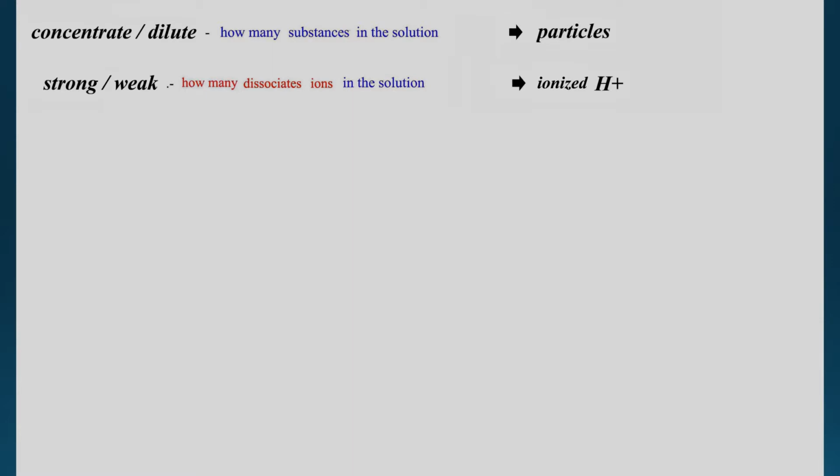Now let's look at another pair of words, concentrated and dilute, which is different from strong and weak. Strong and weak of an acid talks about how the acid's H plus is ionized. But concentrated and dilute is talking about the particles, the molecules themselves. Do not confuse them. Let's explain.